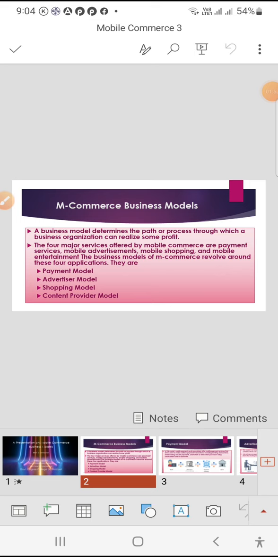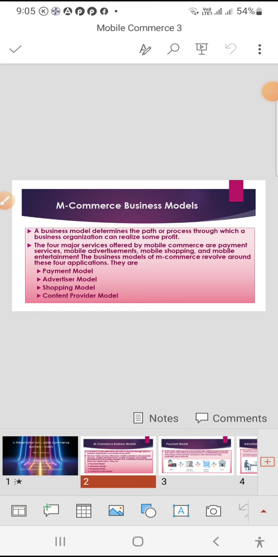Mobile commerce business models differ from electronic commerce because of their fundamental differences in operation and technology, which we have discussed so far. Since mobile commerce gives users additional mobility, the business models also reflect the nature of mobility.